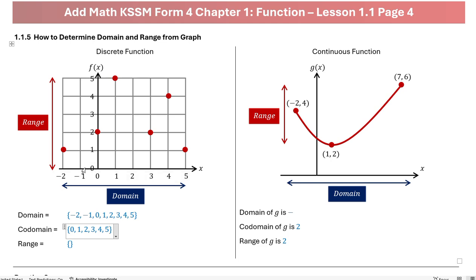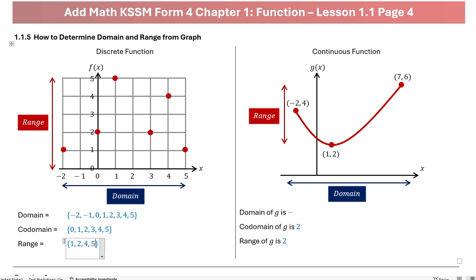For example, 0, do you have an object connected to it? Do you have dots here? No, so 0 is not a range. How about 1? Yes, we've got 5 pointing to 1. How about 2? Yes, we've got 2 objects pointing to 2, 0 and 3. How about 3? No, 3 is not a range because no object is connected to it. How about 4? Yes, we've got 4 connected to 4. And how about 5? 5 is also a range. So can you tell the difference?